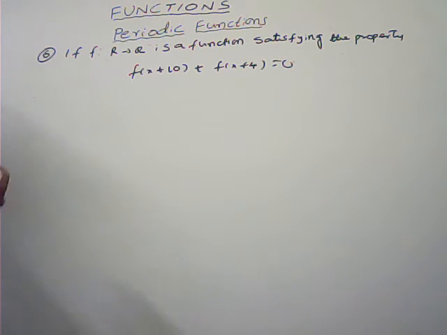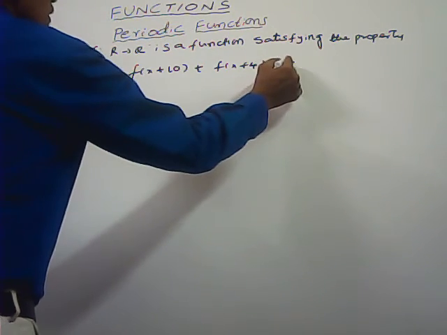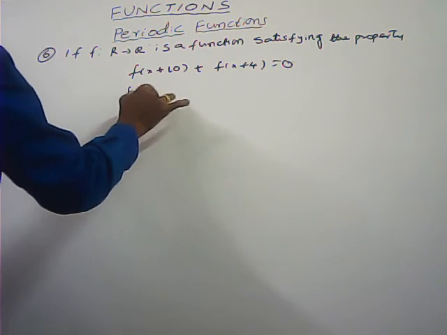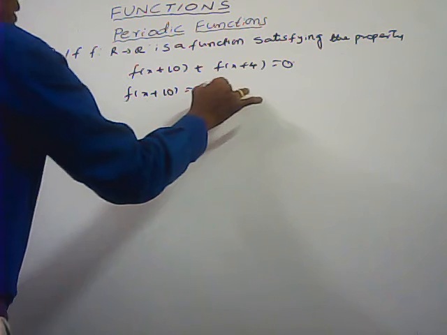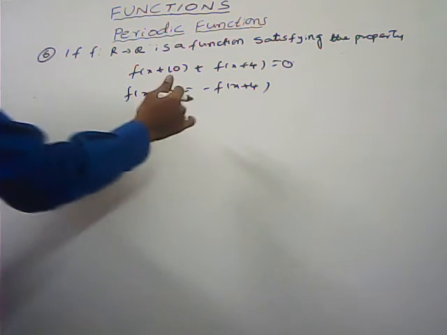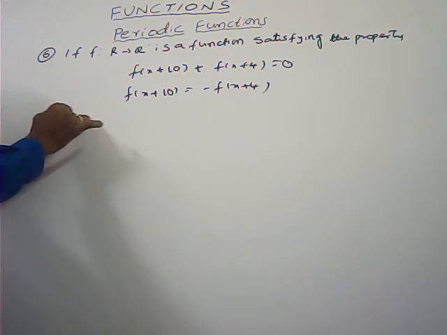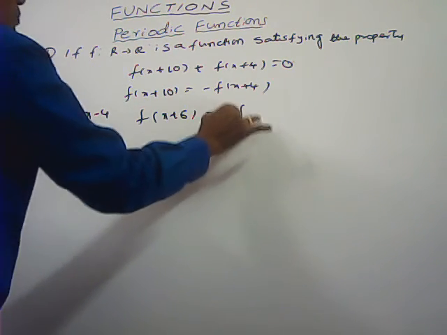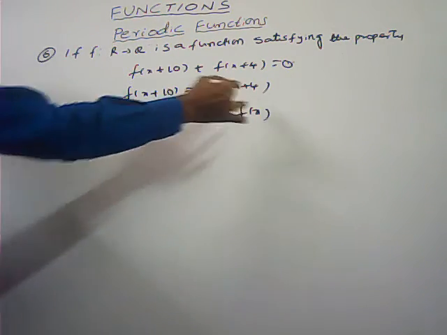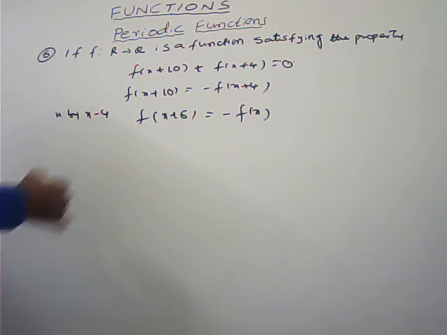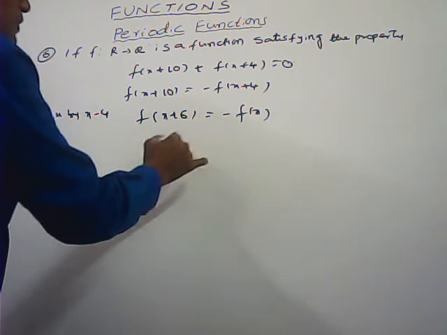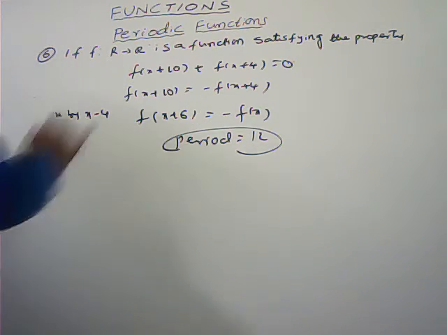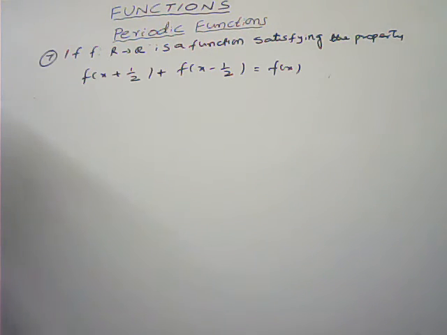Here one more. This is very simple question. f of x plus 10 plus f of x plus 4 is equal to 0. You can transpose anything that side. f of x plus 10 is equal to minus f of x plus 4. If I replace x by x minus 4, here this is f of x plus 6 is equal to minus of f of x. Minus 4 plus 4 both get cancelled. So here we are getting f of x plus k is equal to minus f of x. So here period is equal to 2 times that k, that is 12. Next one more.